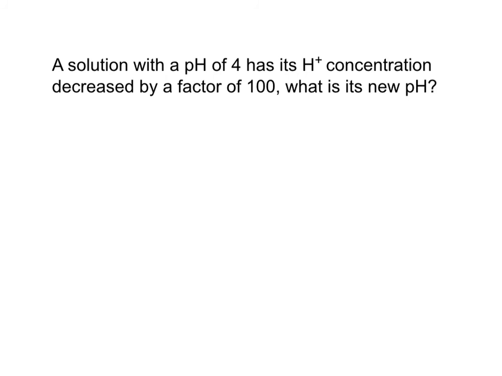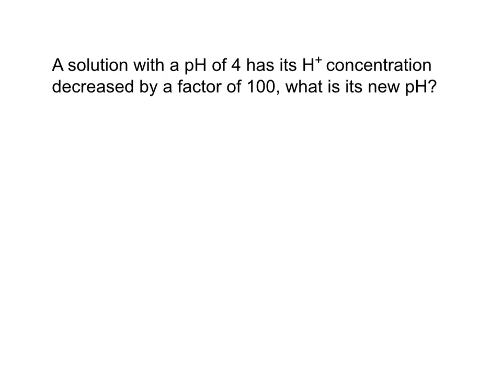This question says, I have a solution with a pH of 4 and it has its H plus concentration decreased by a factor of 10. What is its new pH? The solution starts with a pH of 4. The H plus ion concentration is decreased, meaning it's becoming less acidic, so the pH must be going up.